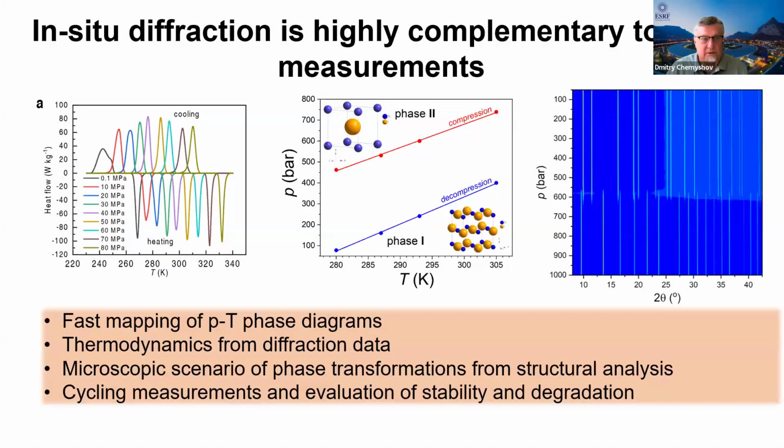So that is one of the illustrations of the complementarity of these in situ diffraction techniques to macroscopic measurements like differential scanning calorimetry, and the pressure. So what we can do is a fast mapping of pressure, temperature, phase diagrams, calculate thermodynamical characteristics from diffraction data, derive microscopic scenarios of the phase transformation from structural analysis in case we do Rietveld refinement, for example. And it's also very easy to realize cyclic measurements and evaluate the stability and degradation of materials.